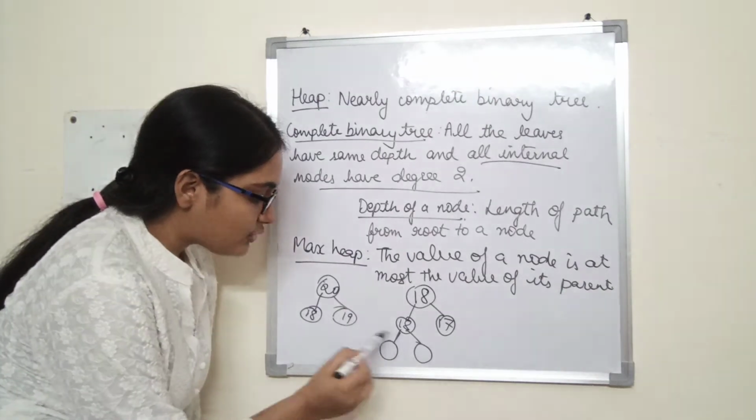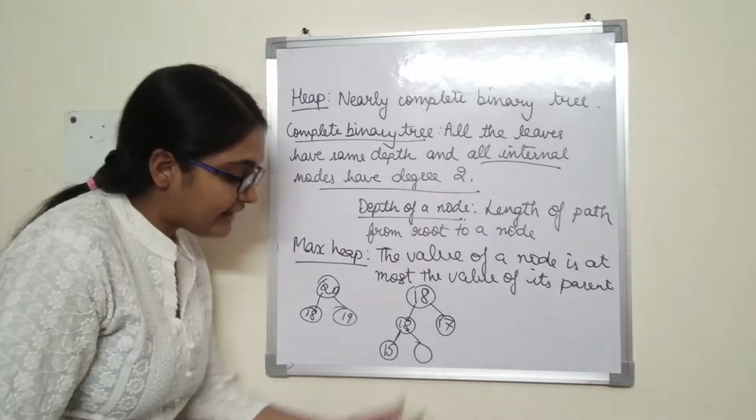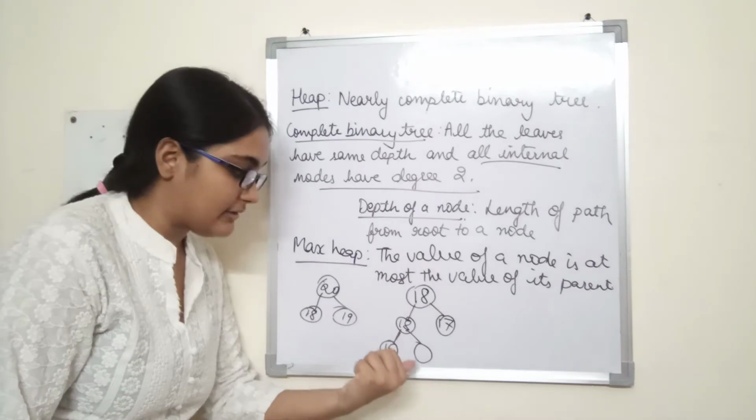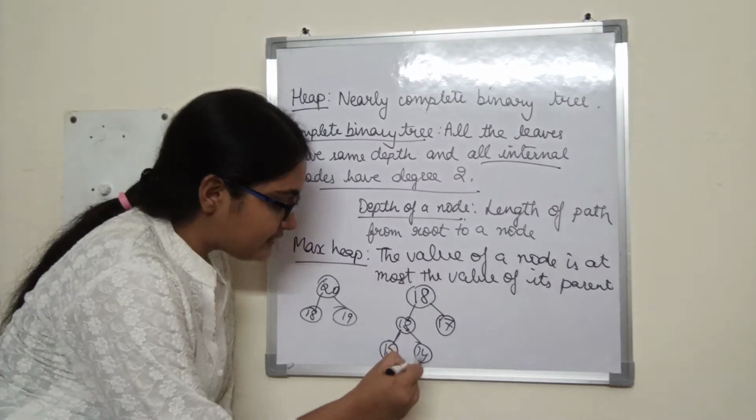The value of this node can be at most the value of its parent. It can be 15. The value of this node can be at most the value of its parent. What is at most the value of its parent? It means it should be less than 18. Alright, so it will be, let us say, 14.